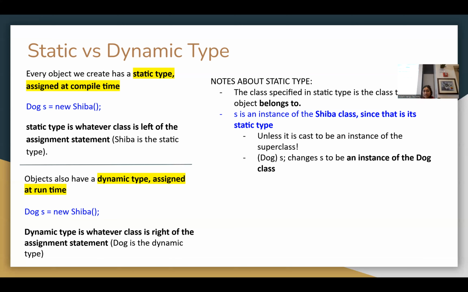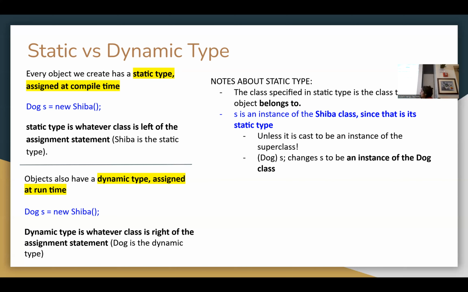Thanks. Okay, so like I said, whenever we declare an object, that object has a static type and a dynamic type. The static type is going to be whatever is left of the assignment statement. So in this case, that's going to be Dog. Another thing to keep in mind is that static type is determined by our program during compile time. Dynamic type is determined at runtime. Not the most important, but important to keep in mind. And every object has a dynamic type, and that's going to be whatever is right of the assignment statement.